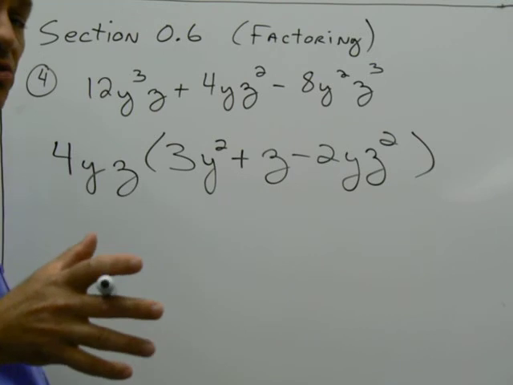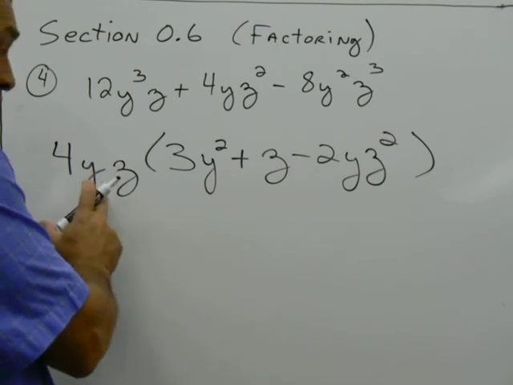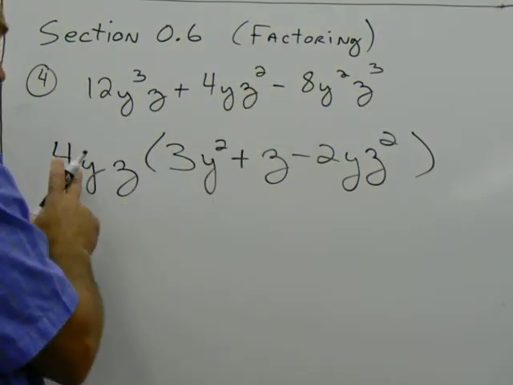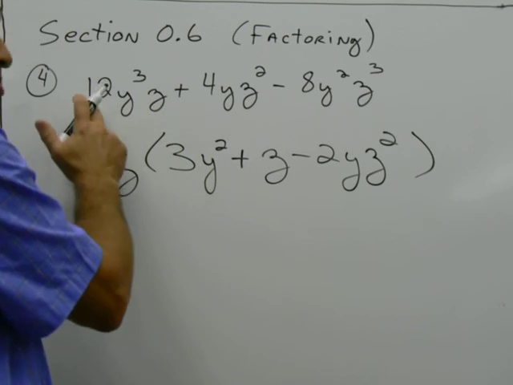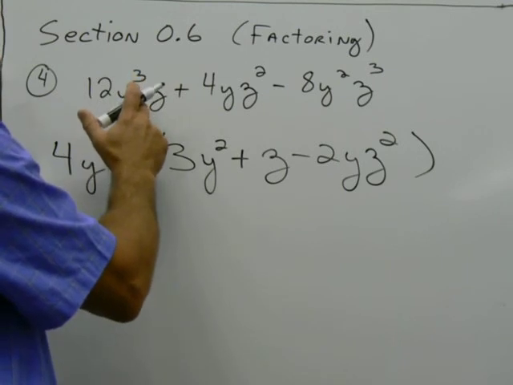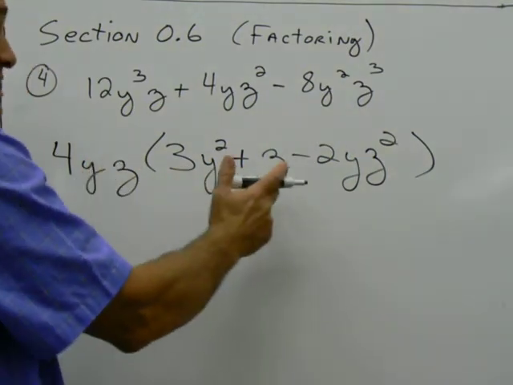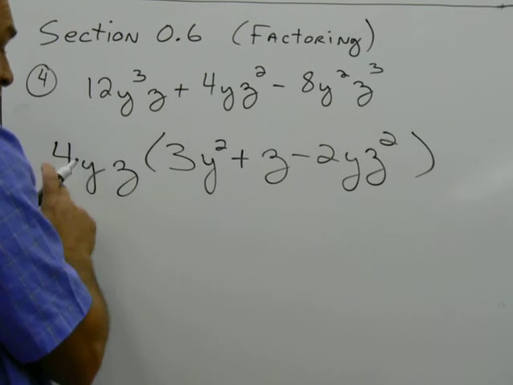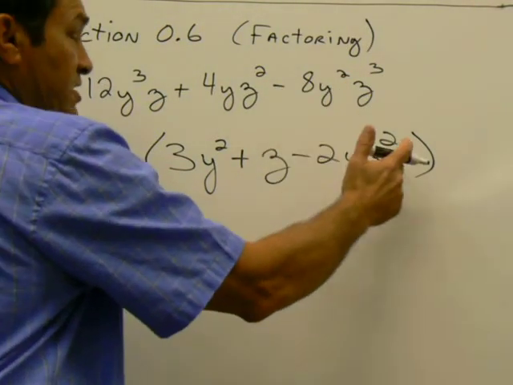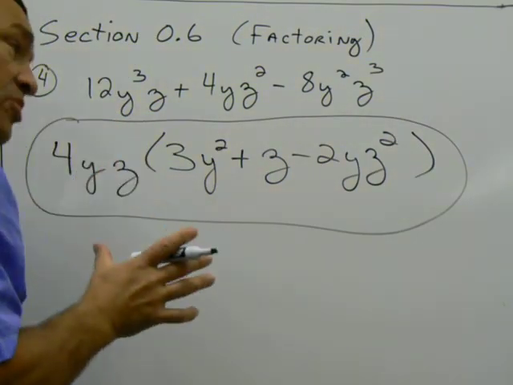The little trick that I said I would show you: how confident do you feel that you did this correctly? It's easy to find out. Because what we're saying is, if I were to multiply 4yz times this expression, each term inside, what I would end up with is what I started with. If I multiply 4yz times 3y squared, the 4 times 3 would give me the 12 in the first term. Y times y squared would give me the y cubed, and then z times 1 would be z. And you do the same thing. 4yz times z gives me 4yz squared. 4yz times negative 2yz squared, negative 2 times 4 gives you the negative 8. Y times y gives you the y squared. Z squared times z gives you the z cubed.